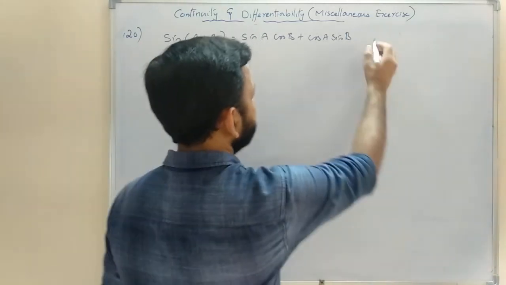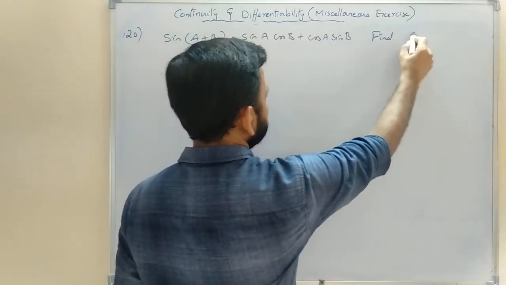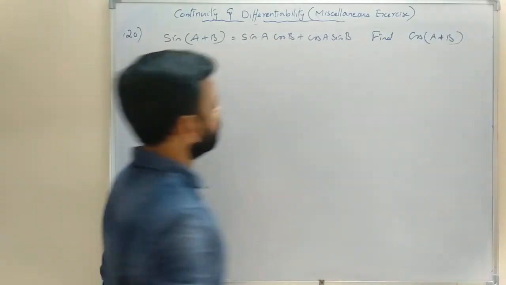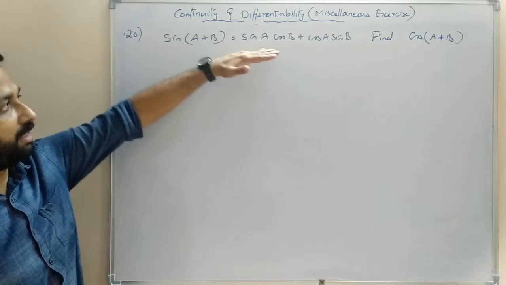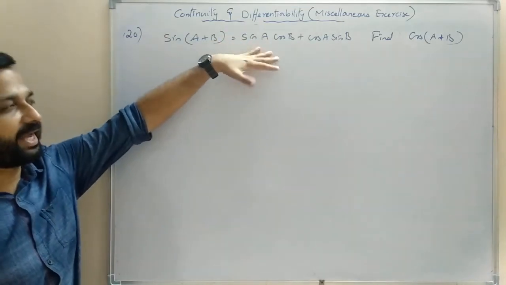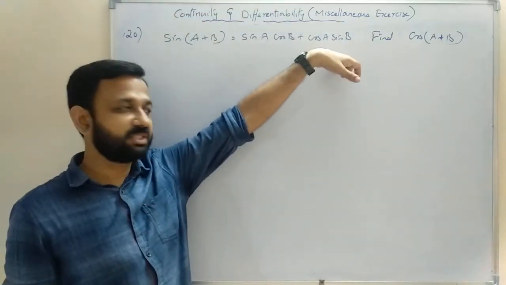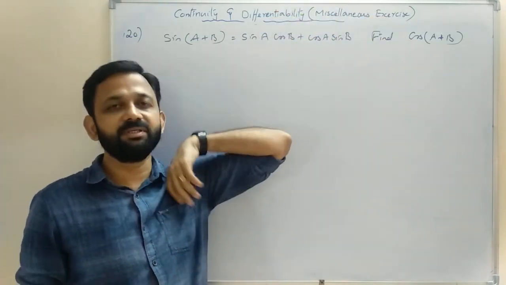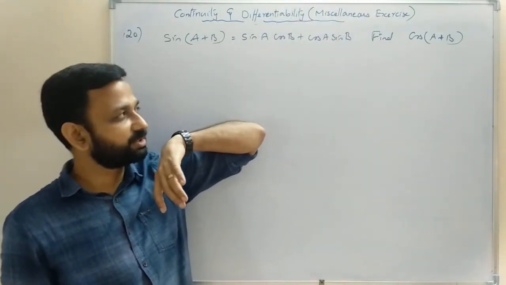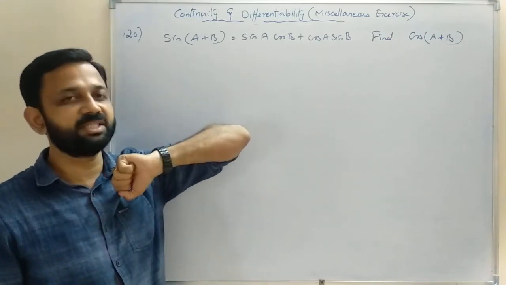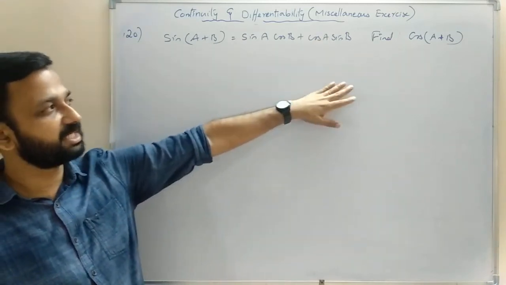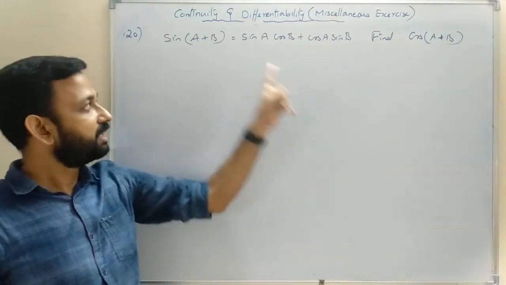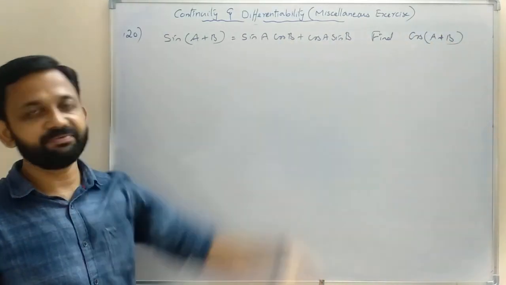So we need to find cos(A+B). Using this formula and differentiation, we need to obtain cos(A+B). The formula is cos(A+B) equals cos A cos B minus sin A sin B, and we want to get that from here by using this formula and differentiation.